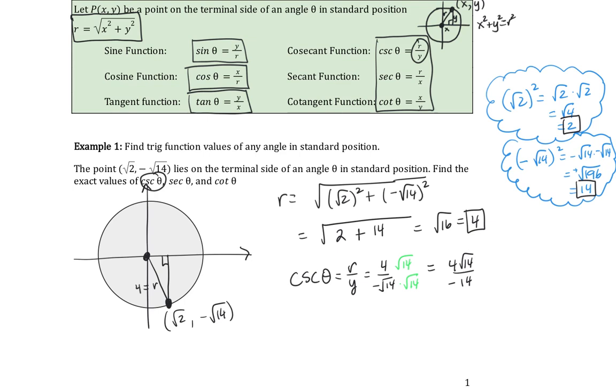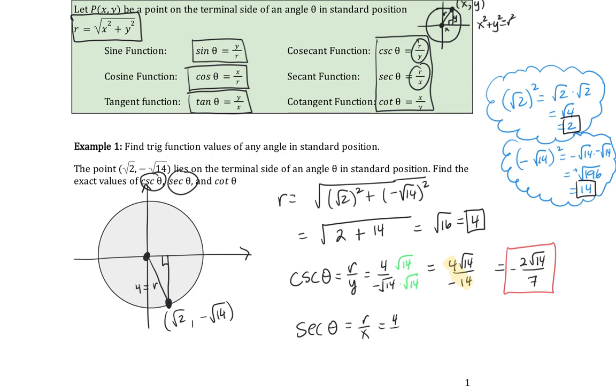And then one final little step, just because 4 and 14 are both even, we can simplify that fraction a tiny bit more. That would give us 2 square root of 14 over negative 7, but we can just make that whole fraction negative. So we get negative 2 square root of 14 all over 7. All right, good. Next one, secant of theta, and that is defined as r over x.